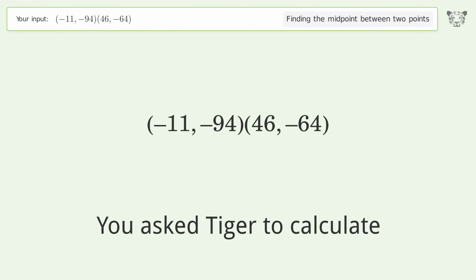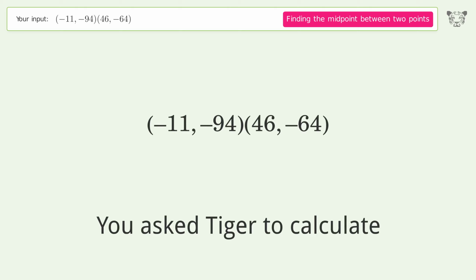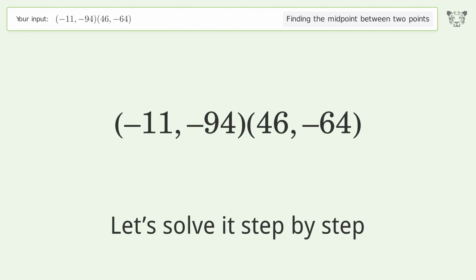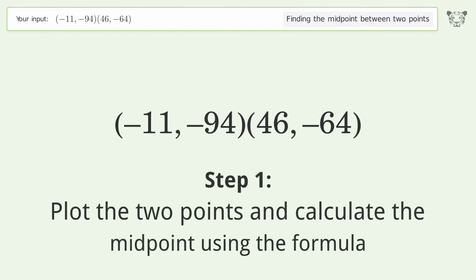You ask Tiger to calculate. This deals with finding the midpoint between 2 points. The midpoint between the 2 points is 17.5, -79. Let's solve it step by step. Plot the 2 points and calculate the midpoint using the formula.